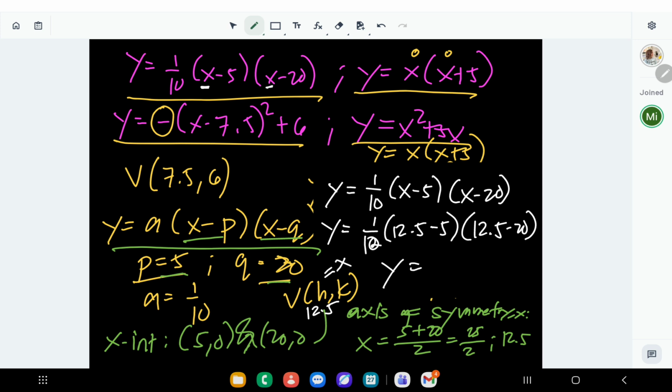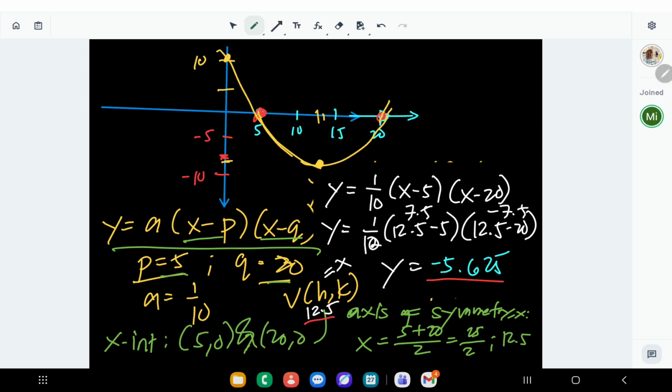Try solving that so we can find the value of y. Then we can graph this one. So that's it. So that's how you identify the graph. Got it? No questions on this?